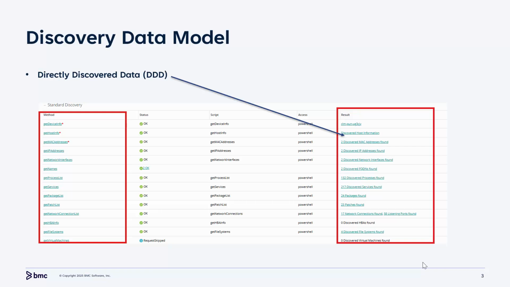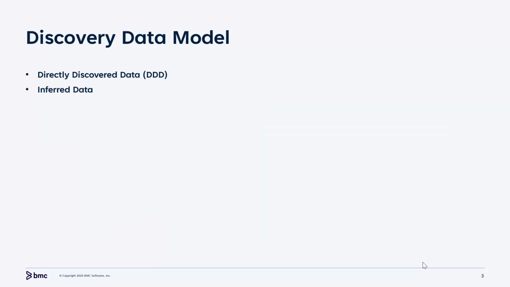As you can see, this directly discovered data includes a lot of low level detailed information which you may or may not need from your inventory or asset management point of view. Still, all of the directly discovered data is stored in BMC Discovery Data Store. Based on the directly discovered data, Discovery then creates another type of data model which is called inferred data, and this is the data that you usually use for your inventory or asset management.